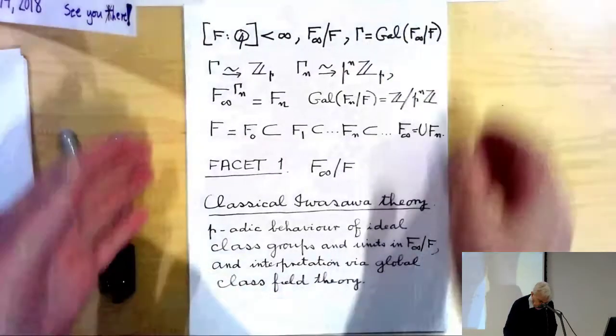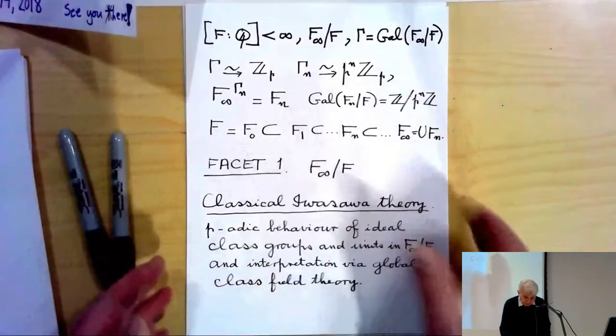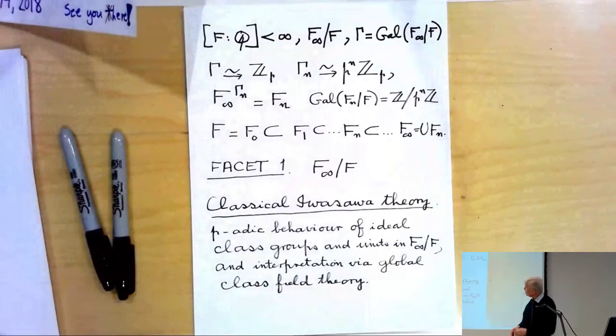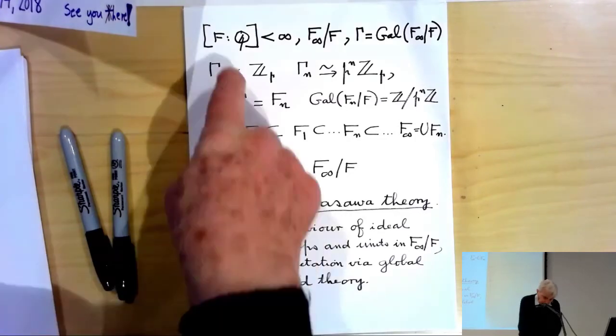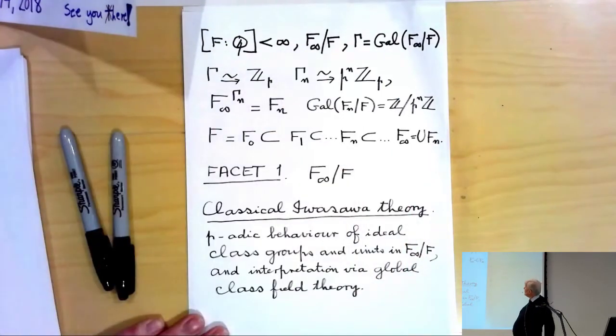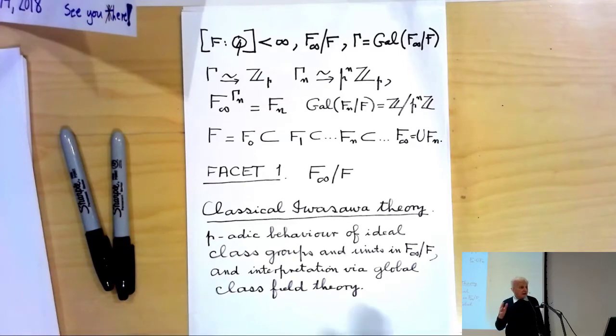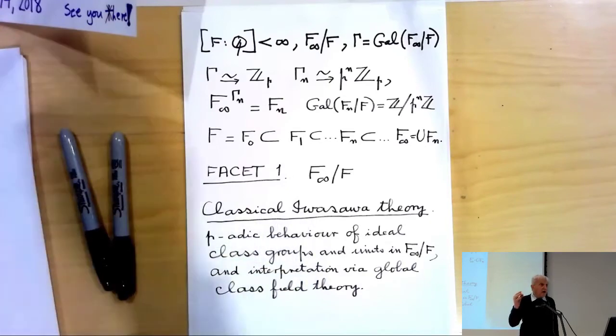So let me begin straight away, and I hope people can read. I'm not very used to this machinery, but let me just remind you, F, the base field, will always be a finite extension of Q, and I'm going to write F infinity for what we call a Z_p extension of F. In other words, that's a Galois extension of F whose Galois group is isomorphic to the additive group of p-adic integers, and this is for any prime p.